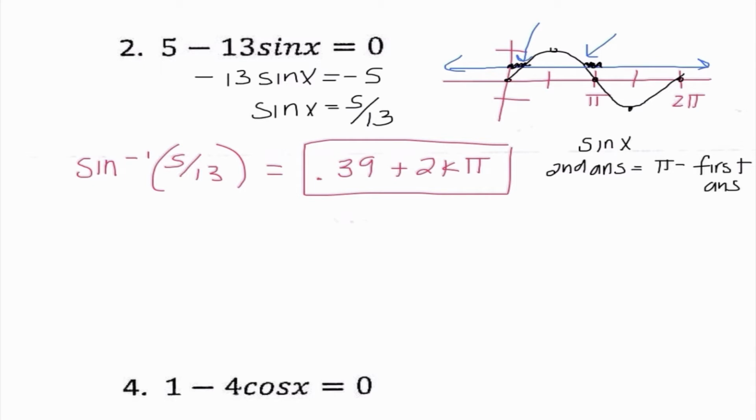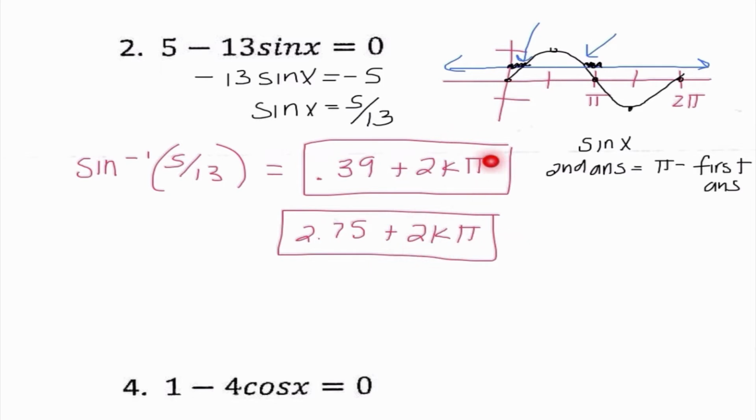So I'm going to go ahead and put that in my graphing calculator. And I end up getting 2.75 plus 2k pi. Okay, and once again, this 2k pi is telling me that these 2 points are repeating if I add 2 pi to them, because I know my graph repeats every single 2 pi because that is our period. So kind of to sum up what we've seen so far.